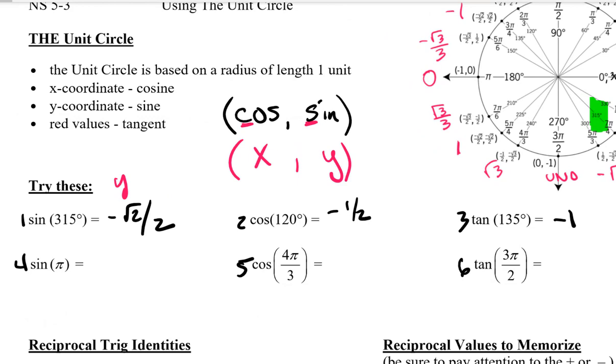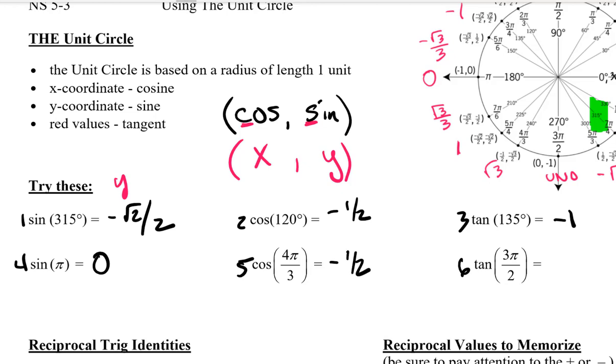All right, so how did we do? The sine of pi: if I look at pi on the unit circle, that's where 180 degrees is. Sine is the y value. Be really careful here, because a lot of people want to put negative 1, but it is just 0. Sine's the y value, and that's 0. Cosine of 4 pi over 3 is the same as 240 degrees. If I want cosine, that means I'm looking at the x-coordinate, which again is negative 1/2 in this case.